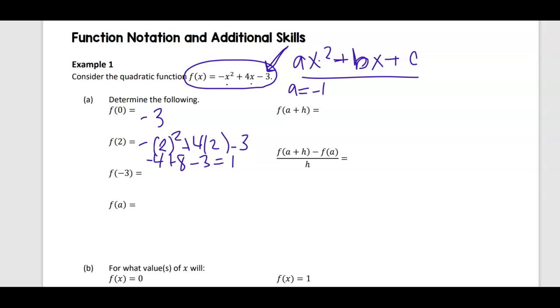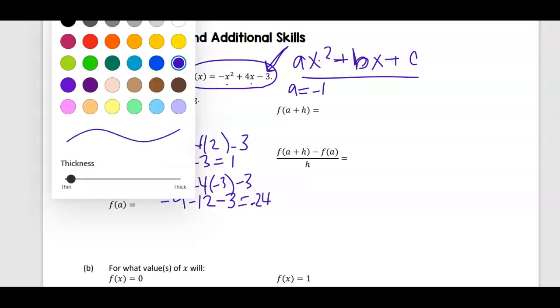If I want to find f of -3, I am again going to have -1 here on the outside. I'm going to plug in -3 inside the squared, plus 4 times -3, and then minus 3 on the end. That's going to give me -9 minus 12 minus 3. Ooh, a very negative number, -24.